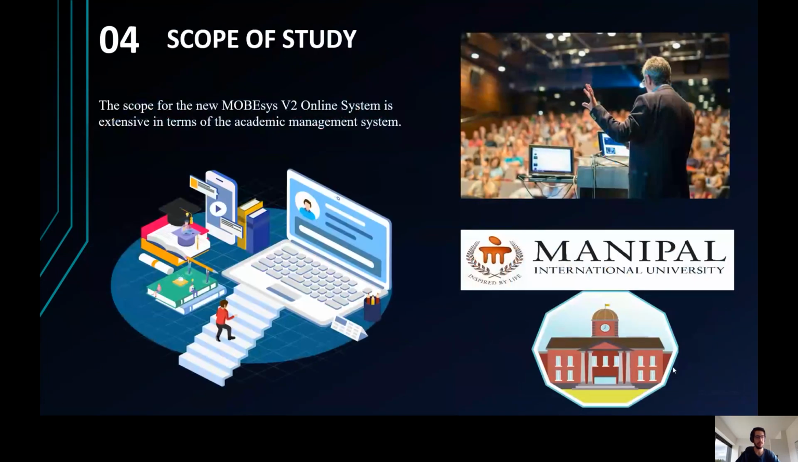And then the scope of the study: the new MOBE system is very extensive in terms of academic management. That means the system can be applied in any higher education institution. It can be a university, a college, a high school, and any education institution can apply this system if they are still using the manual system and want to upgrade to a more automated, online system.